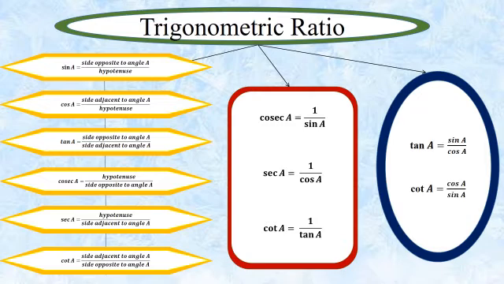The next one gives the reciprocal. Sin A and cosec A are reciprocals of each other. Cos A and sec A, tan A and cot A. Finally, we have derived another formula for tan A, which is sin A by cos A. For cot A, cos A by sin A.